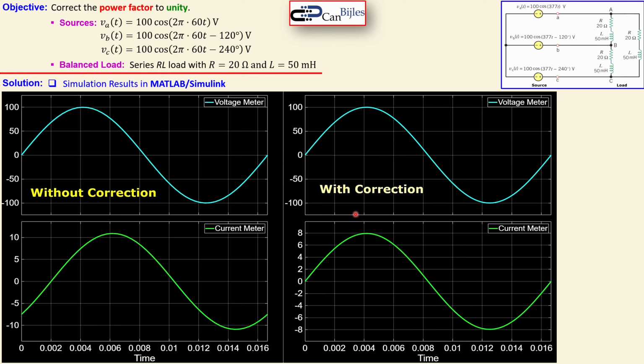Alright, it was our example considering the 3-phase circuit having a delta connected balanced load. We have looked at how we can improve the power factor, in this case exactly to unity, and we have looked at 2 configurations of the capacitors to make the power factor 1, and also verified that in the SPICE simulations and in the MATLAB Simulink simulations.